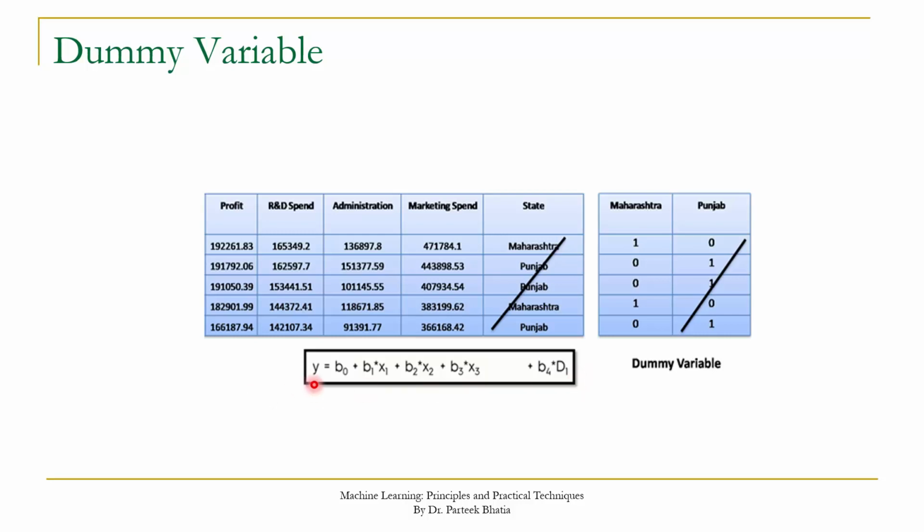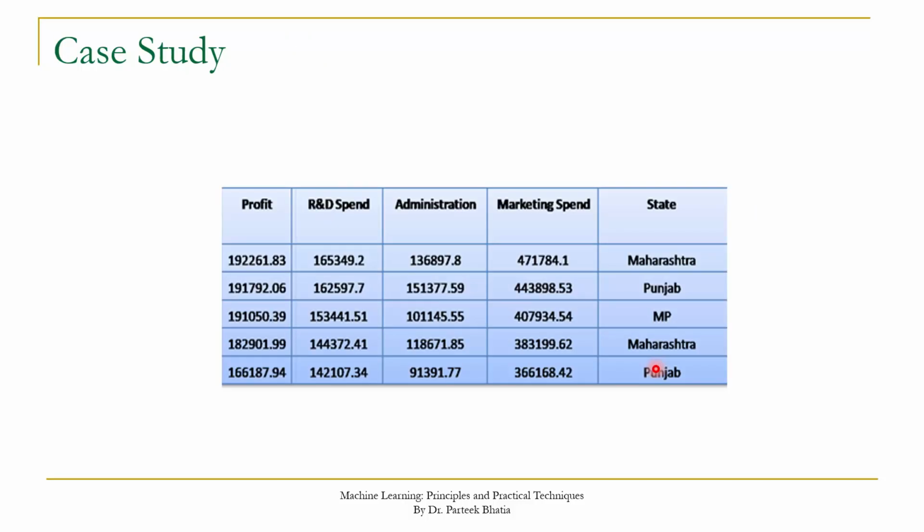So finally we are able to get our equation for multiple linear regression, and this equation will appear like this: y is equal to b0, which is a constant, plus b1 x1, this is referred to R&D, plus b2 x2 for administration, plus b3 x3 for marketing spend, plus b4 d1, which will refer to this one dummy variable. Let us understand this concept further by taking this data set.